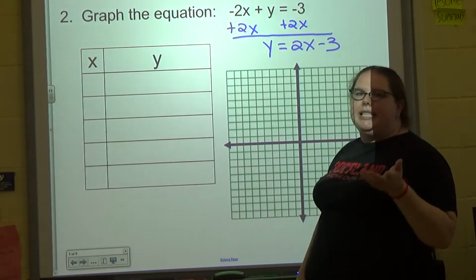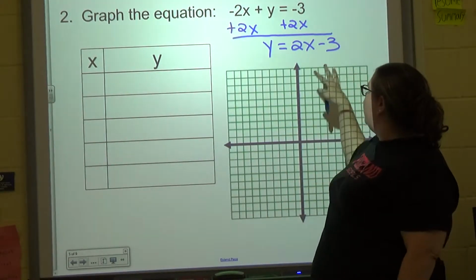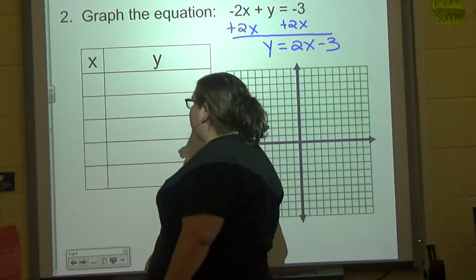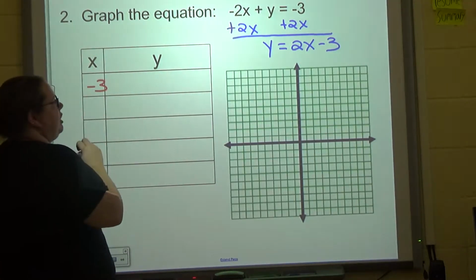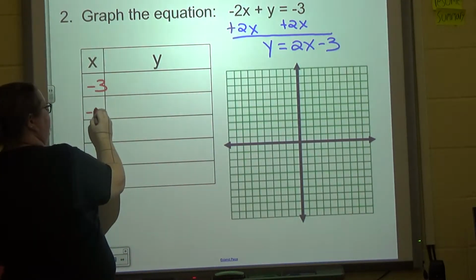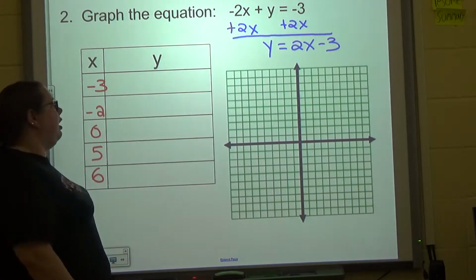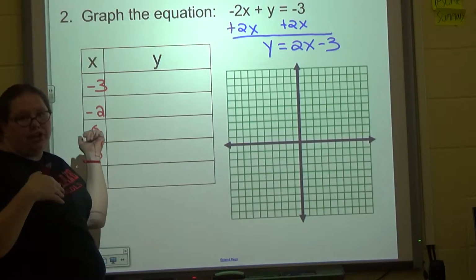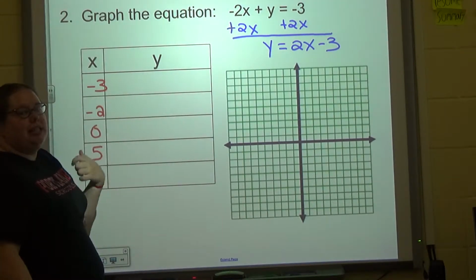And then let's just pick some numbers. I usually like to use 0 and pick numbers that are good points that are going to be on this. So pick some numbers. It doesn't matter what they are. We can do negative 3. We can do negative 2, 0, 5, 6. It doesn't actually matter what you pick. It helps to keep them small, my graph is 10 in every direction, so I want to keep my numbers small. And then let's just plug the x in and see what we get.